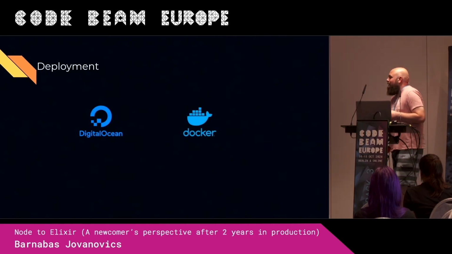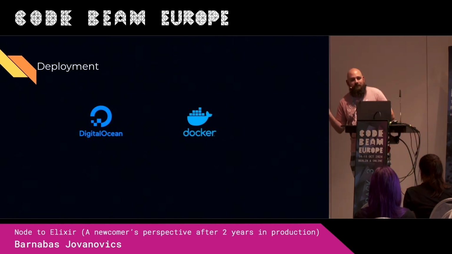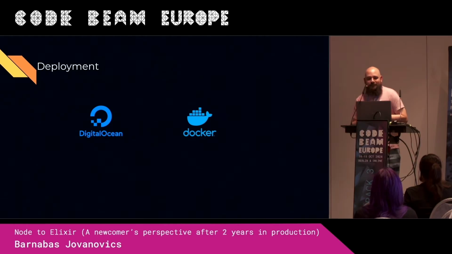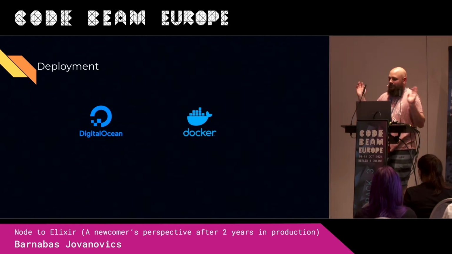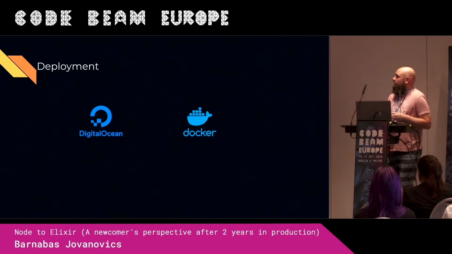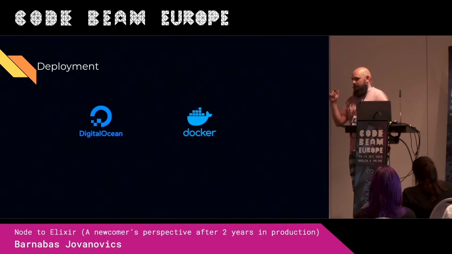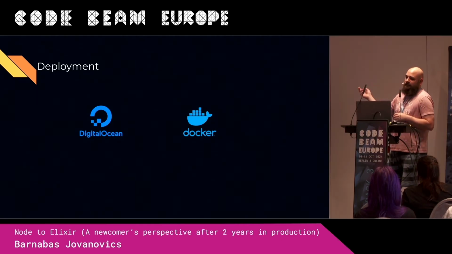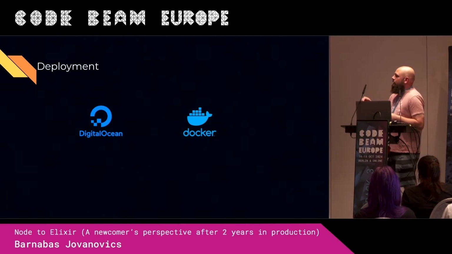Then deployment. We deployed on DigitalOcean. We used their App Platform, which is in a way kind of similar to Fly and stuff like that. You just have a manifest and a Docker container, and then they make everything run for you. For creating the Docker container, we used the guide in the Phoenix docs. And we did manual deployments and migrations.